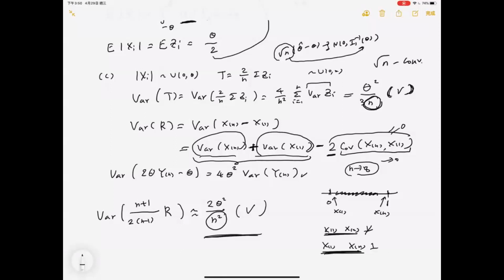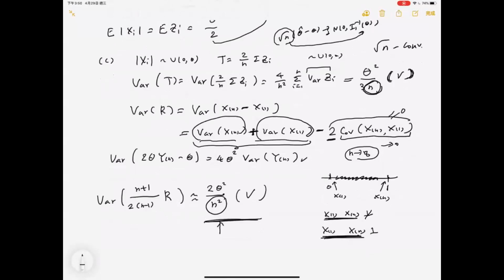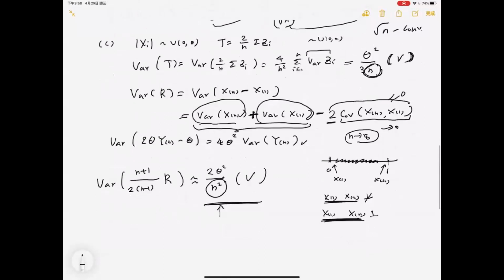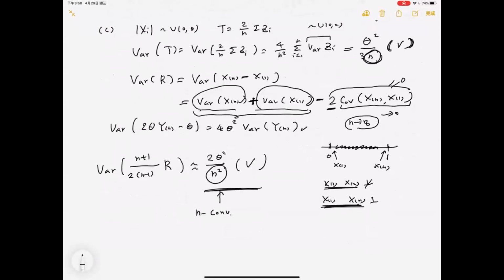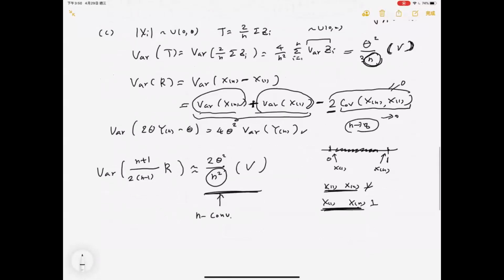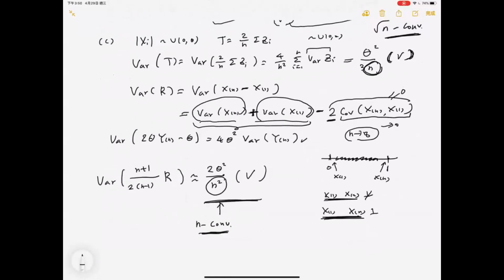And then this guy right here is basically n convergence, because when you take the square root, that becomes n. That tells you that this guy shrinks quicker than that guy, and you will prefer an estimator shrinking quicker than the other. So that's the reason why R is not only a function of the sufficient statistics, but also has quicker convergence than T. Okay, good.